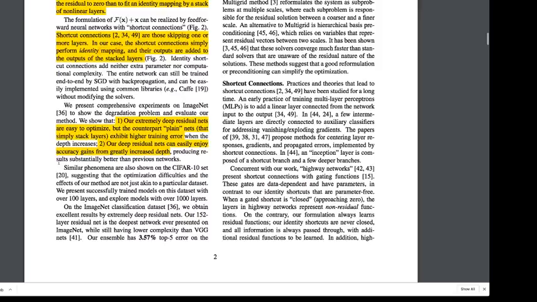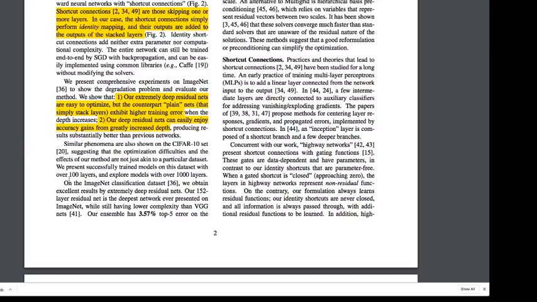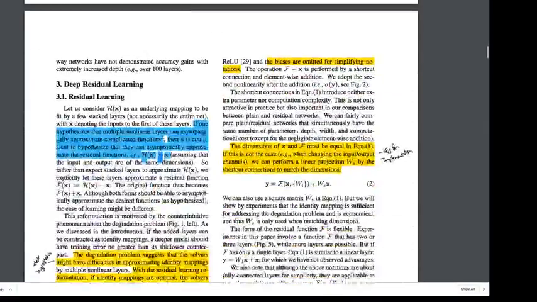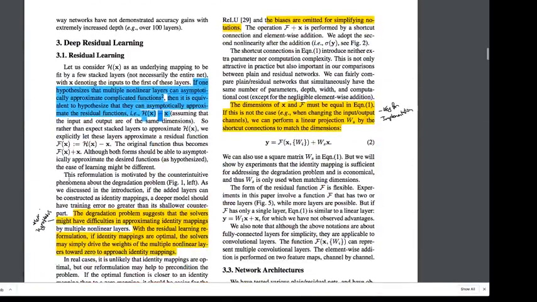So then they go on to say, okay, again, this is an introduction paper, so it's kind of like a summary. They say, okay, we present comprehensive experiments. They show 2 points: extremely deep residual networks are easy to optimize, but the counterpart plain nets that are simply stacked exhibit higher training error. Our deep residual nets can easily enjoy accuracy gains from greatly increased depth. So they do better than their plain counterparts, and they're easier to train. Then you have this related work section here, but we're going to skip that. And then right here is where we have the actual meat of the problem.